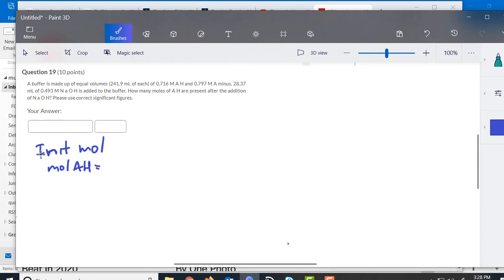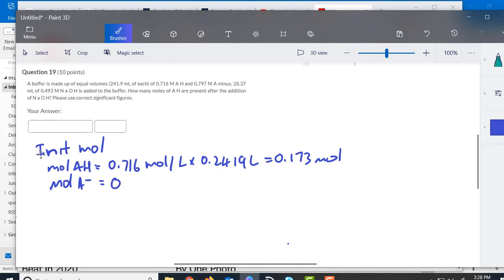So the moles of AH is going to be 0.716 mole per litre multiplied by 0.2419 litres, which is the milliliter value in litres, and that gives us 0.173 moles. The moles of A minus, 0.797 mole per litre times 0.2419 litres, and that comes out to be 0.193 moles.